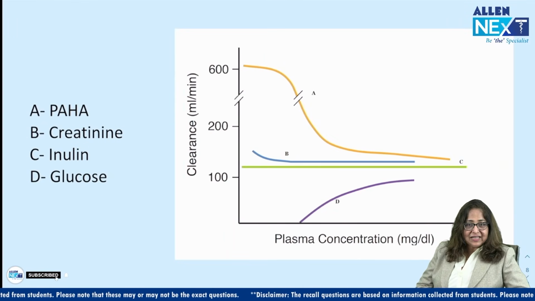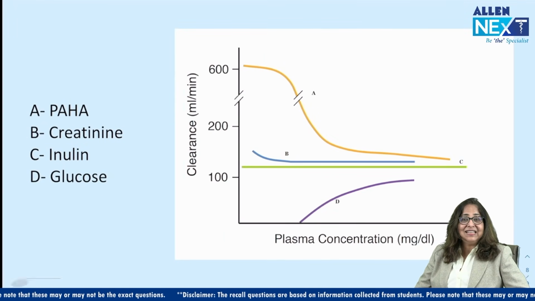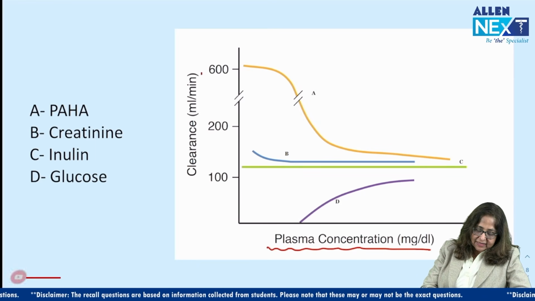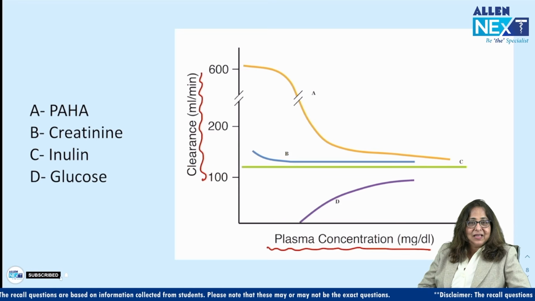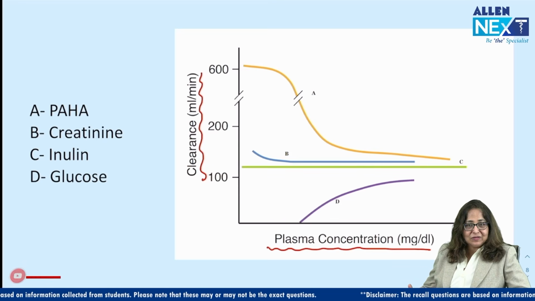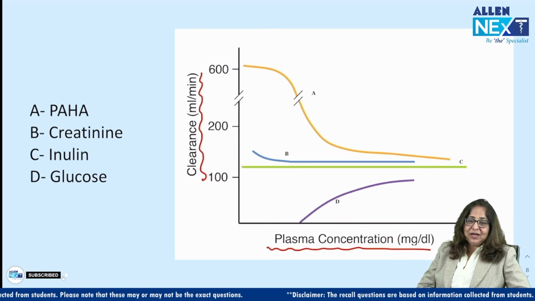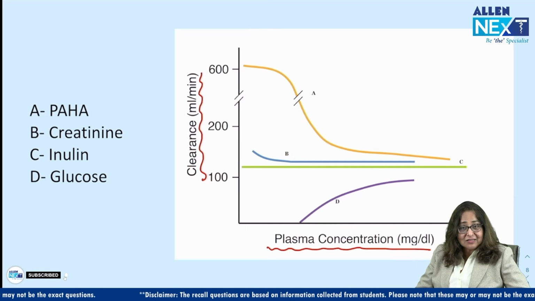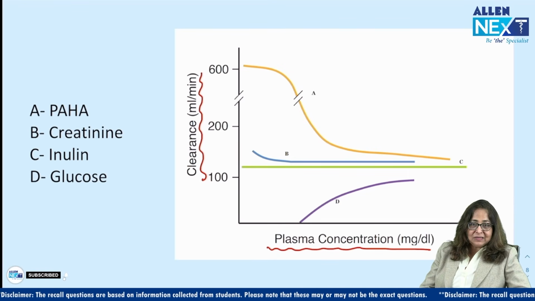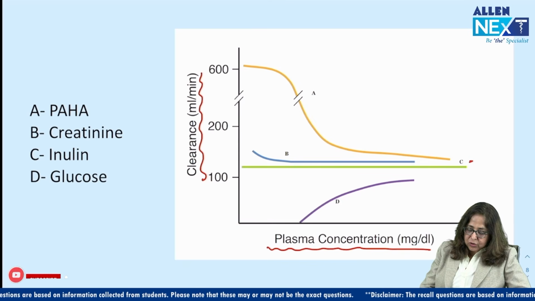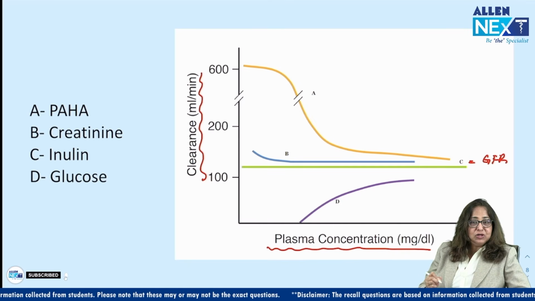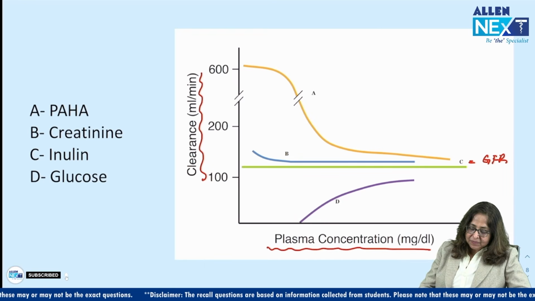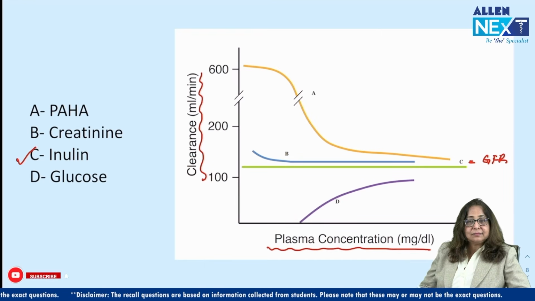Some of you have said this was the question which was asked, and this was the image. But some of you have also said that the question was regarding clearance. So plasma concentration is on the x-axis and clearance on the y-axis, and you had to identify which are the substances. Yes, the majority of you feel it was the previous question which was asked, but in case some of you think it was this question, inulin is a substance whose clearance is equal to GFR. And how much is normal GFR? 125 ml per minute. So C is inulin.